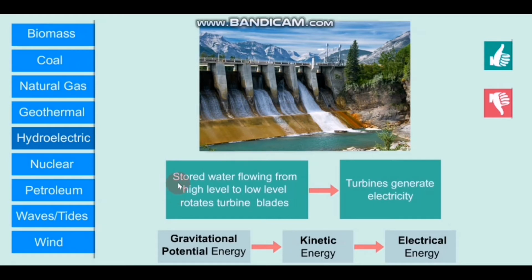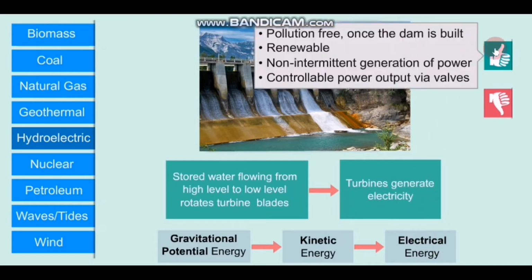Okay? The water that's stored at the dam flows from the high level to the low level according to the pressure difference. The water rotates the turbine blades and induces electricity. Changes of energy are from gravitational potential energy into kinetic into electrical energy. Advantages of this plant: they cause no pollution, it is a renewable source of energy, non-intermittent generation of power, and controllable power output through valve.